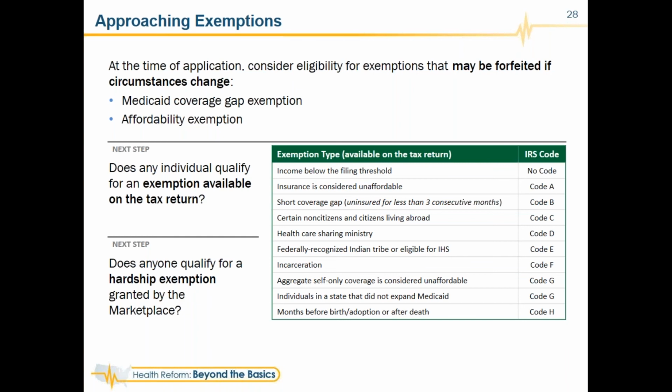Beyond that, we would look for any exemption that's available on the tax return, because those are so easy to claim. So people with income below the filing threshold, so people who are very low income, and then all of the other exemptions we mentioned before. And then finally, I think the hardship exemption is kind of the last place I would look, because the hardship exemptions, it's a little hard to nail down the length of the exemption, so there's a little less certainty there. So that's kind of last on my list.